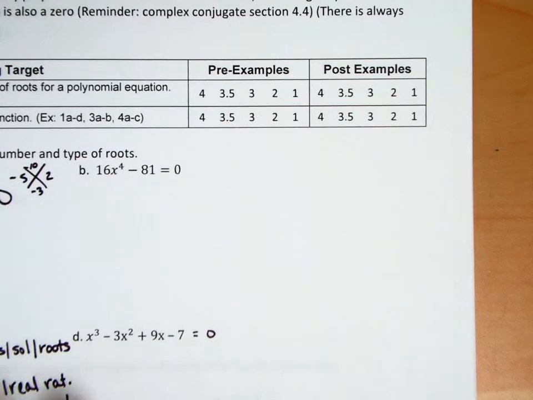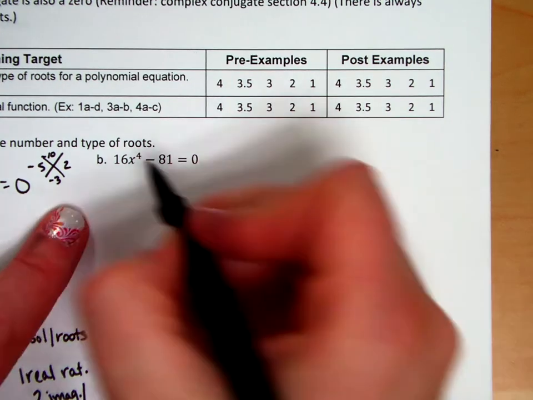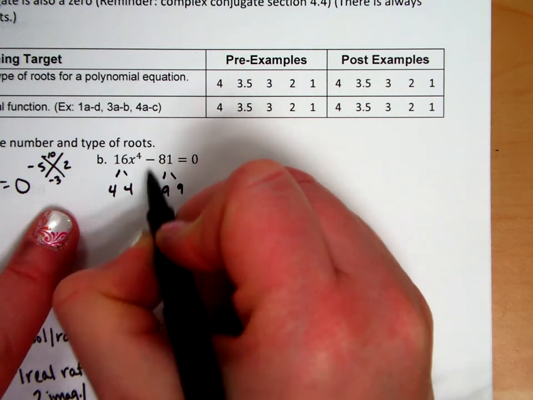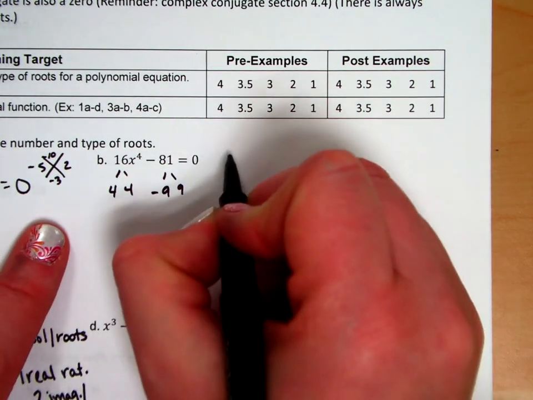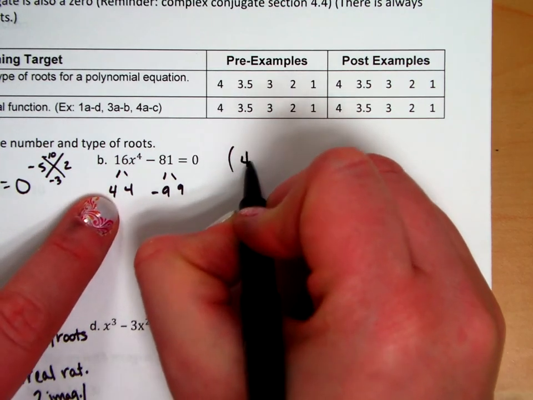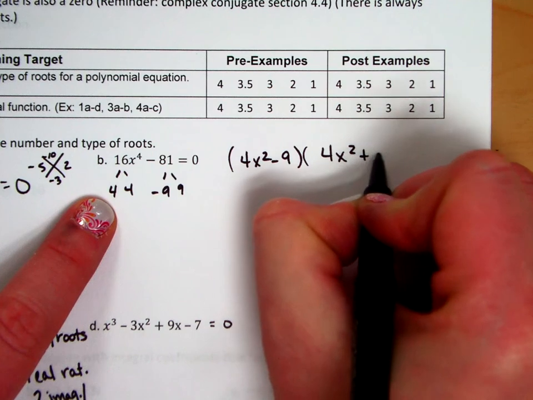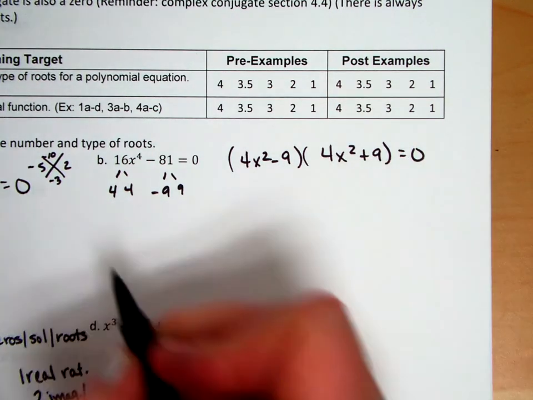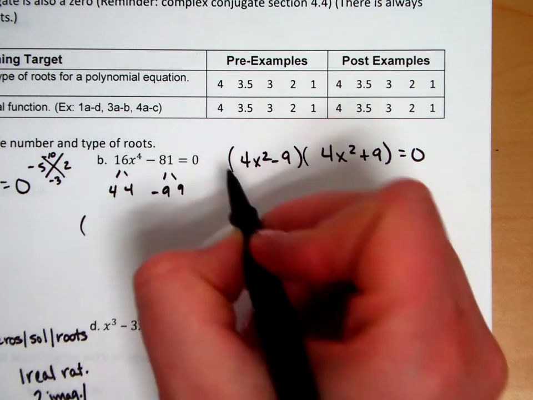So, working on this question here, B. B is a question where it's a difference of squares. So the perfect square that gives you 16 is 4 and 4. 81 is 9 and 9. To be negative, 1 has to be negative. So with that factoring, I know this would be 4x squared minus 9 and 4x squared plus 9 equals 0. You can go through instead and work with the factors using the x method.